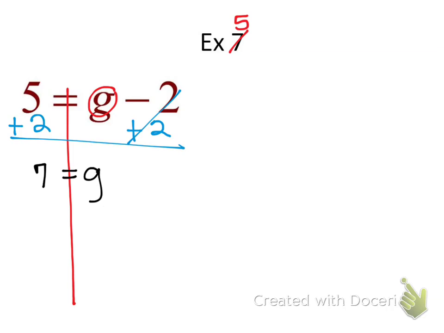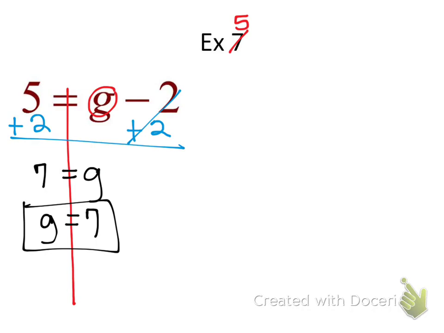Now, this one's pretty easy, right? My G is positive, my 7 is positive, so all I have to do is just flip them around. If you notice, I still kept my equal sign on my line of equality, and my 7. So make sure that line goes all the way through both equal signs.